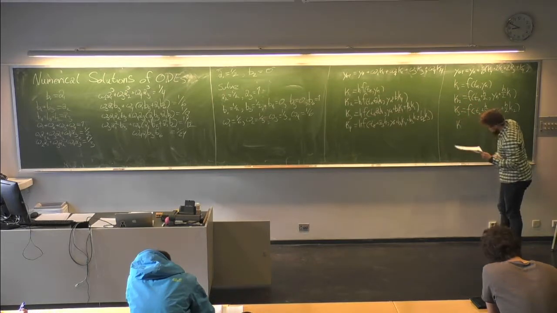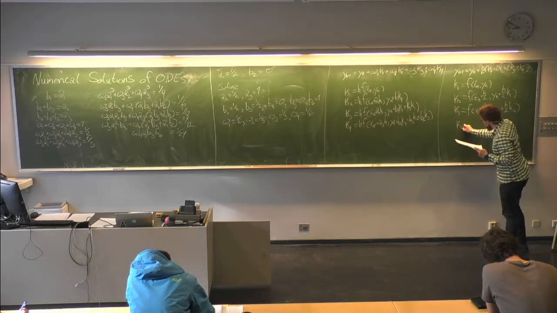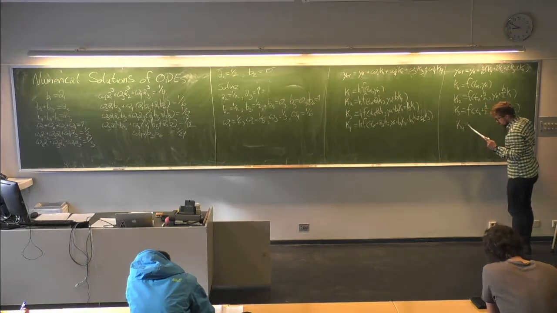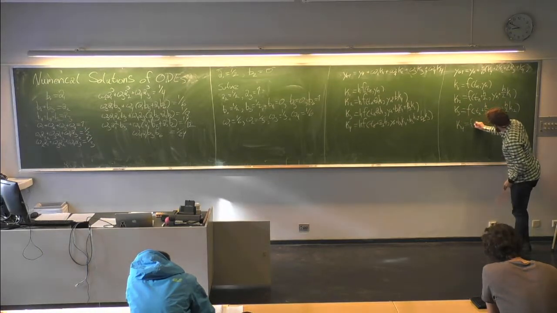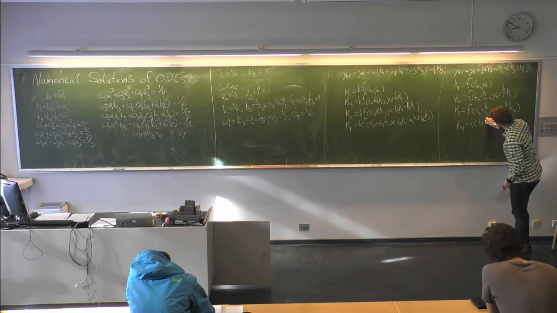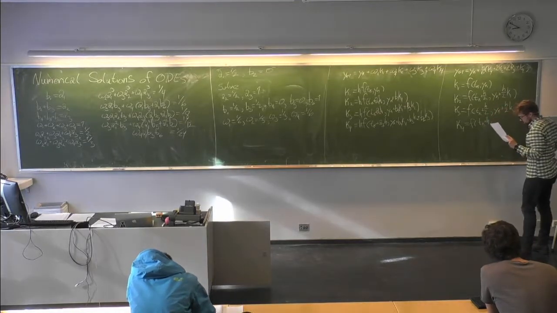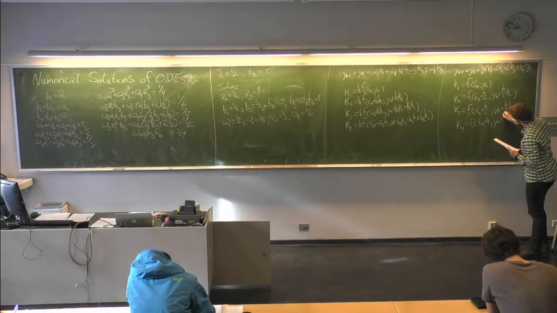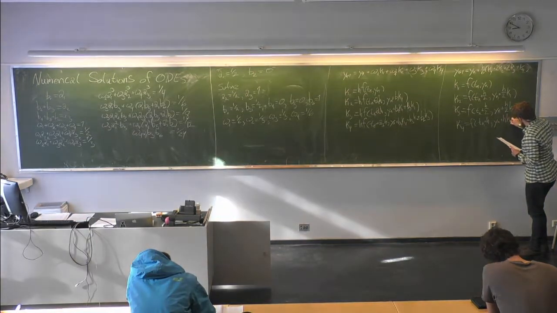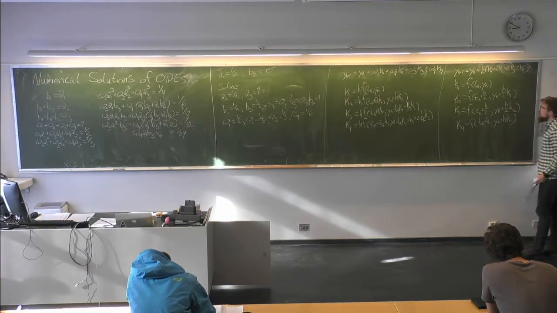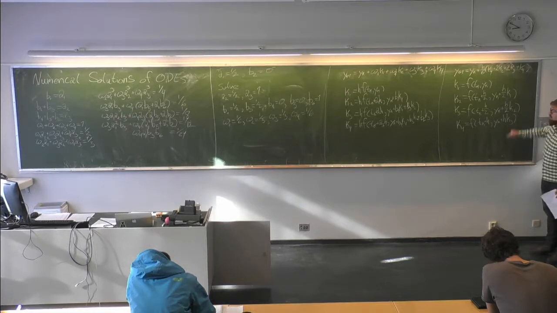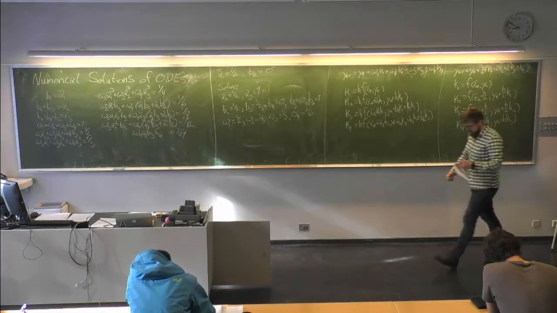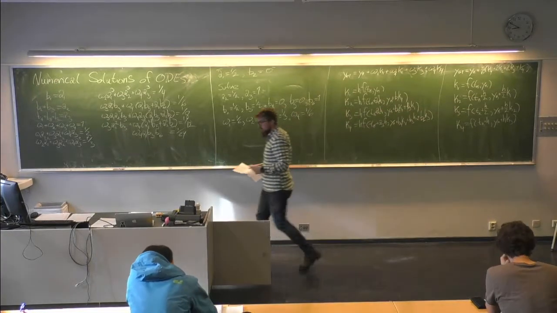Okay, so we don't need k1 here, B2 is 0. So we save. K4 is f of t k plus h, y k plus h k3. And basically just solve in a cascading manner. So placeholder variables.